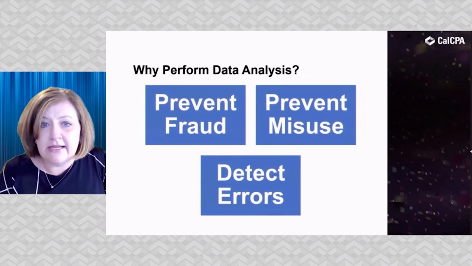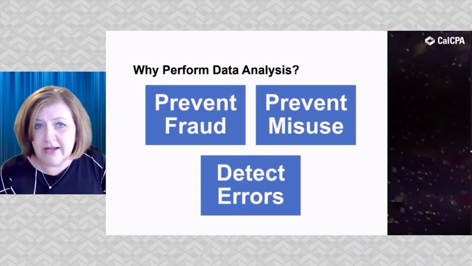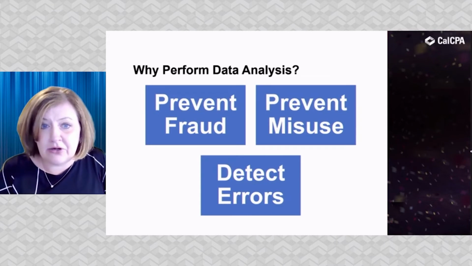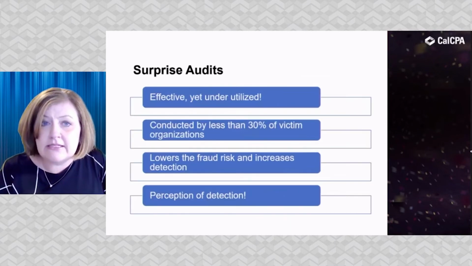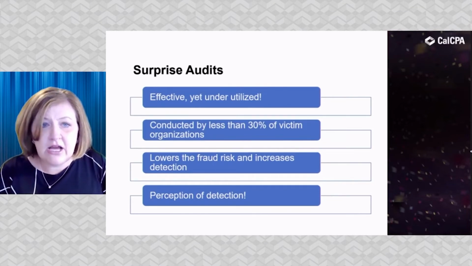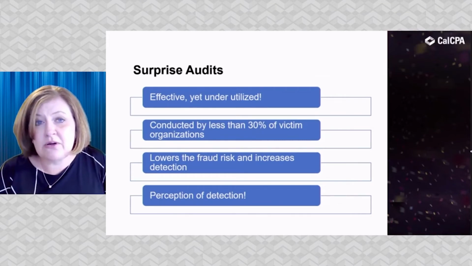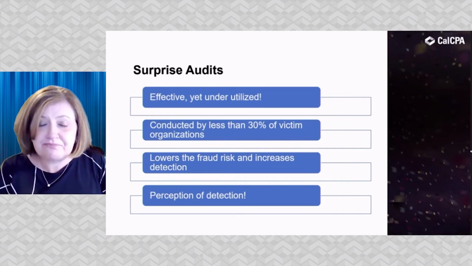And why should we analyze our data? As we talked about earlier, we of course want to prevent fraud. We want to prevent misuse of the limited resources that we have. And of course, we want to detect errors. Conducting some sort of a surprise audit or a surprise review of transactions is very effective yet underutilized. In that Association of Certified Fraud Examiners report that I referenced, of the organizations that did have fraud occur, less than 30% of those victims were conducting any sort of surprise audit within their organization.